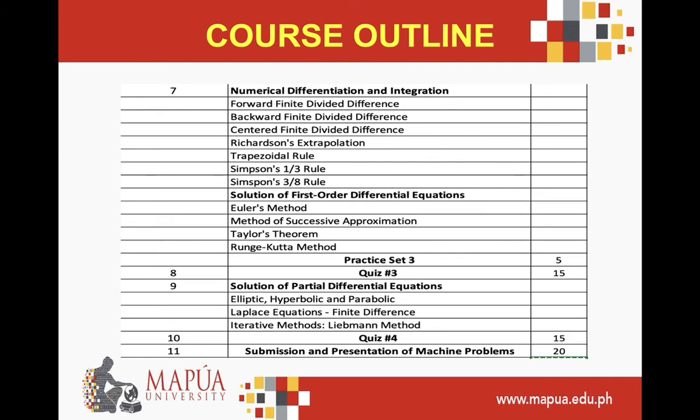And then for week 7, we will have numerical differentiation and integration. We will take up the following methods: forward finite, backward finite, centered finite, Richardson's extrapolation, trapezoidal rule, Simpson's one-third rule, Simpson's 3/8 rule, and then the solution of first order differential equations, the Euler's method, the method of successive approximation, Taylor's theorem, the Runge-Kutta method. And then you will have your practice set number 3. And then week 8, you will have your quiz number 3.